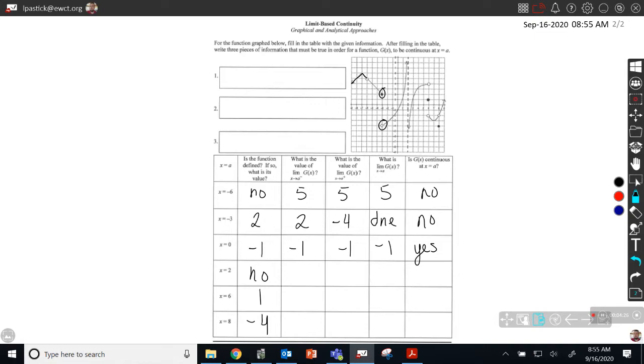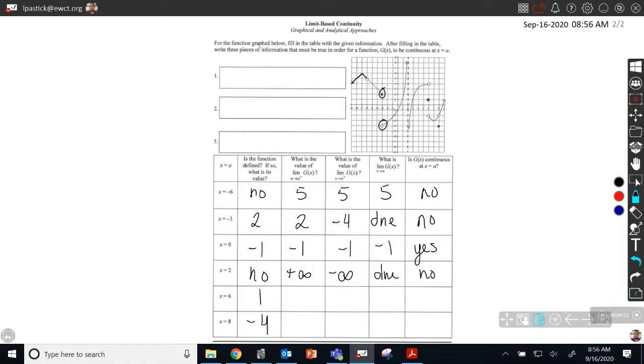X equals 2. Let's see. We have a vertical asymptote. The limit as we approach from the left does not exist, but we're going to put positive infinity. The limit as we approach from the right does not exist, and we're going to put negative infinity. For the full two-sided limit, we are certainly going to put does not exist. And is the function continuous at 2? The answer is no, and we have an asymptotic discontinuity.